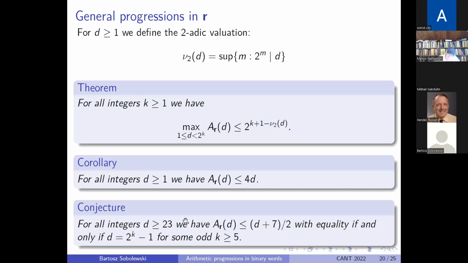If we ignore initial values of d, namely based on numerical calculations, I believe that for d greater than or equal to 23, we have a much better bound with the coefficient equal to 1/2, and equality occurs infinitely often for d of this form. But I think that proving this is rather difficult.